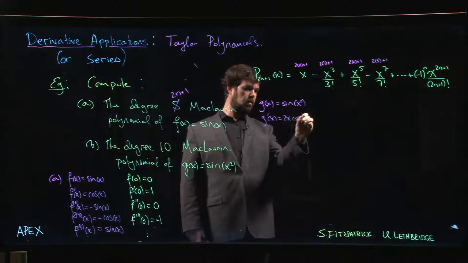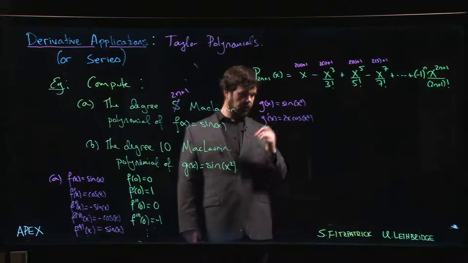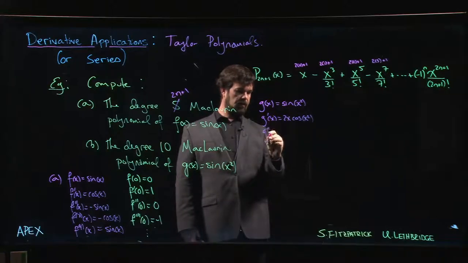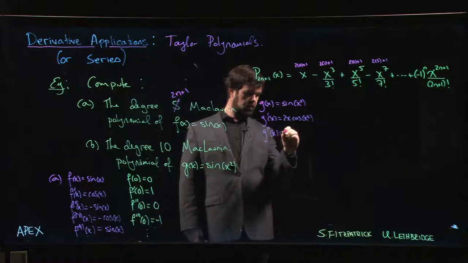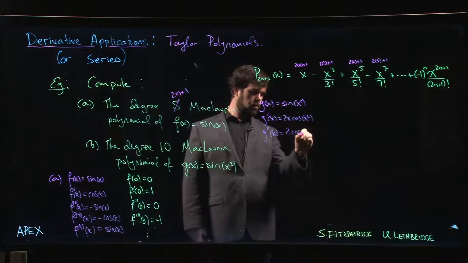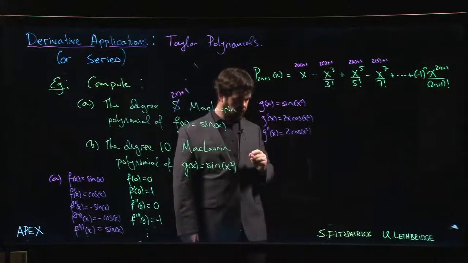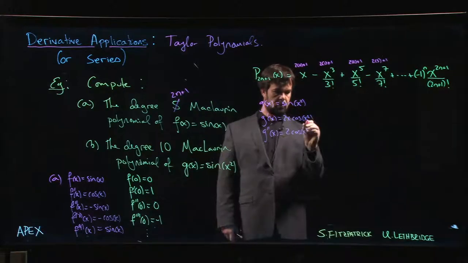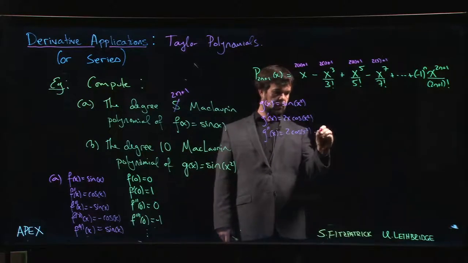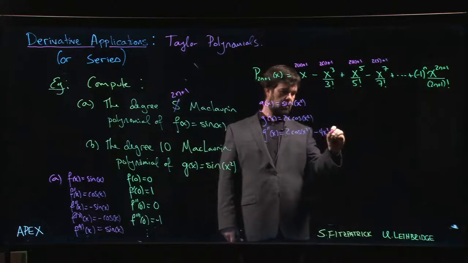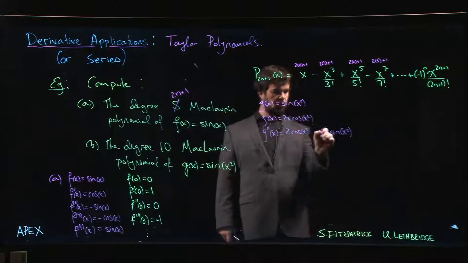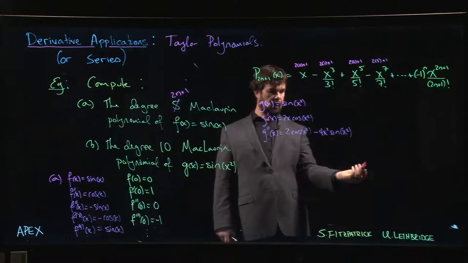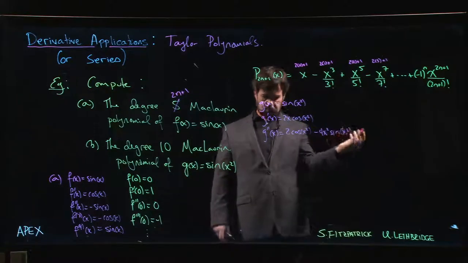Okay, so 2x cos x squared. Second derivative. Okay, product rule now. 2 cos x squared, and then minus, so we've got to do 4x squared sine x squared. The derivative of cos becomes negative sine x squared on the inside, multiplied by the derivative, 2x, times the 2x that's already there.